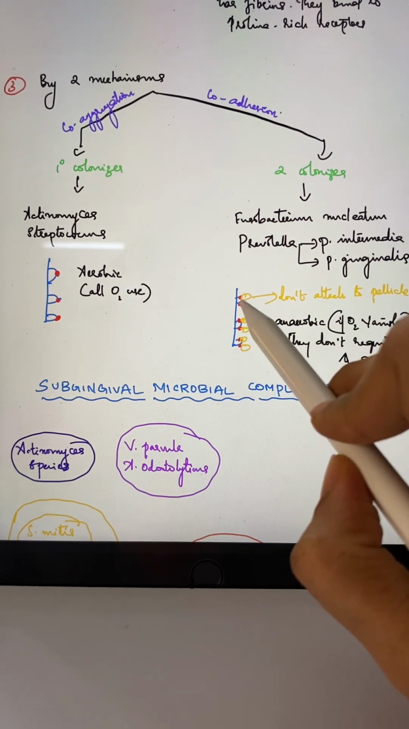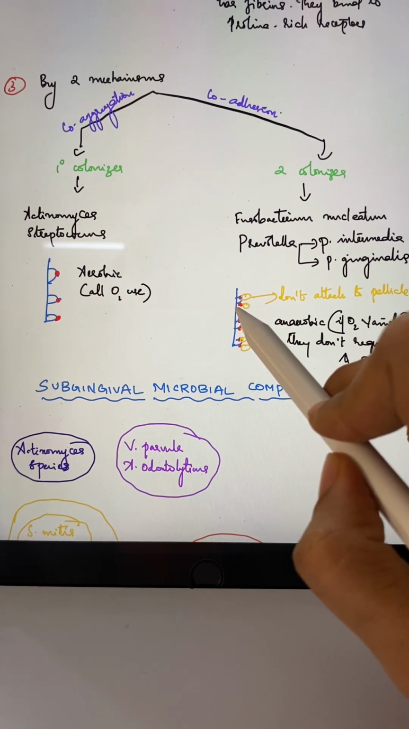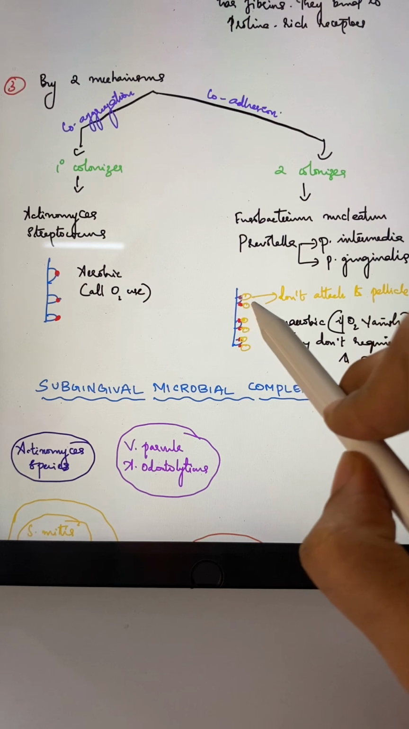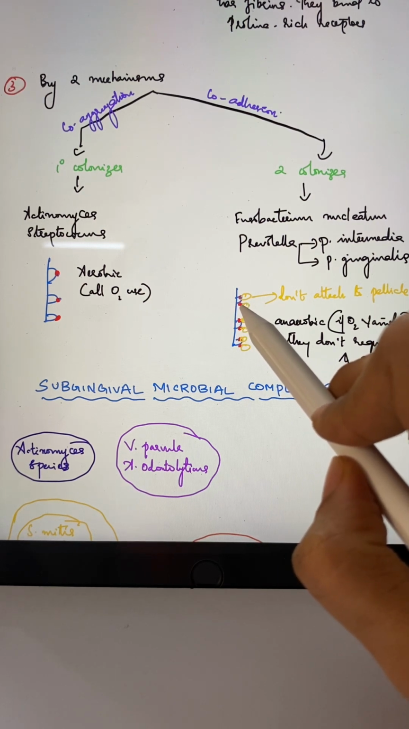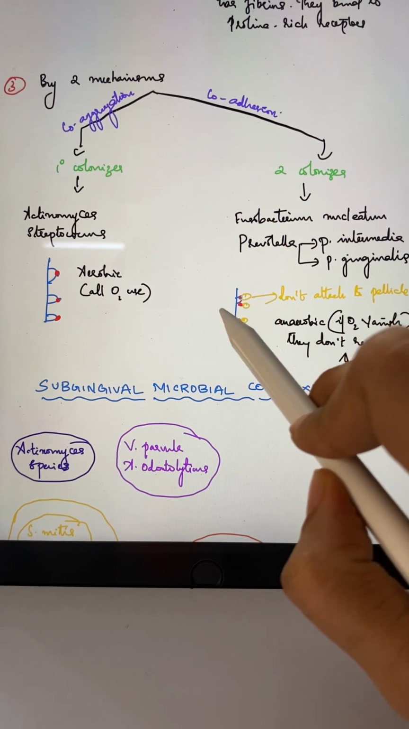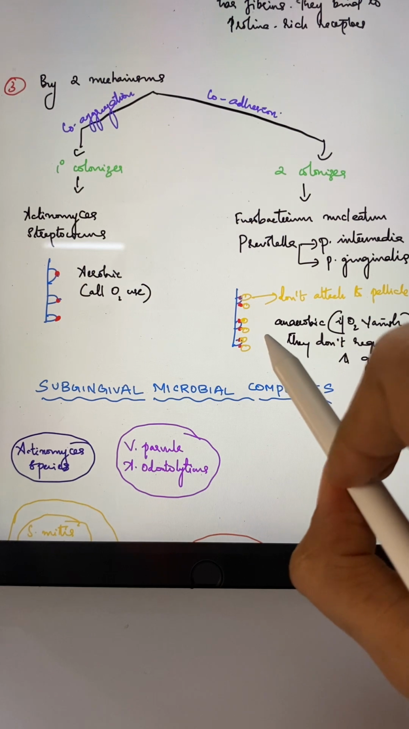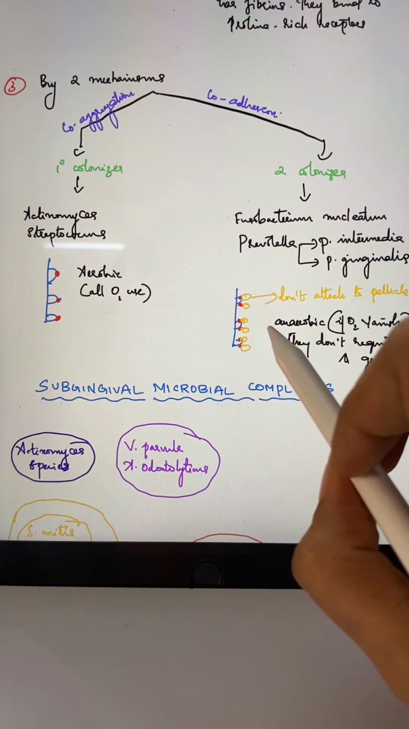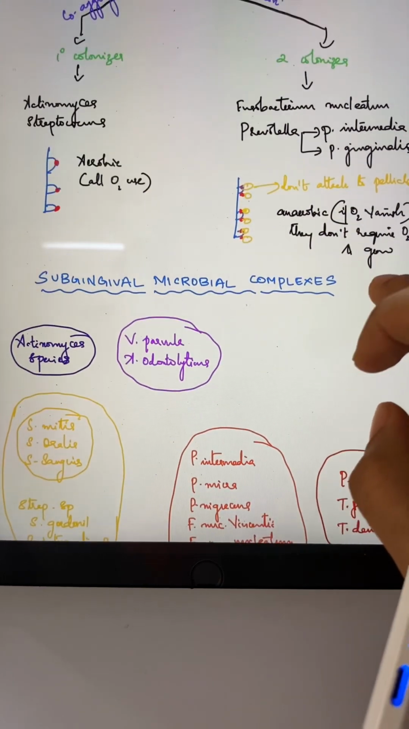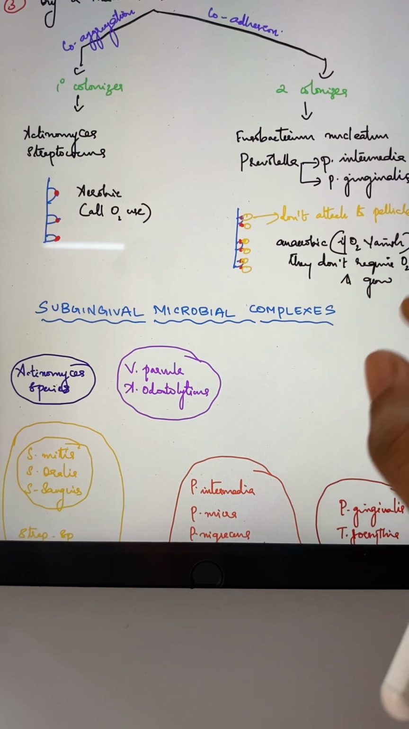So if these red dots are the primary colonizers, the secondary colonizers are the yellow ones. They attach to the red bacteria, the primary colonizers. So they cannot attach to the pellicle. These secondary colonizers are anaerobic because all the oxygen has vanished, so they don't require oxygen to grow. So this is the primary colonizer and the secondary colonizer.